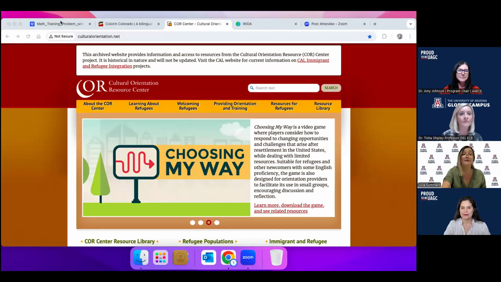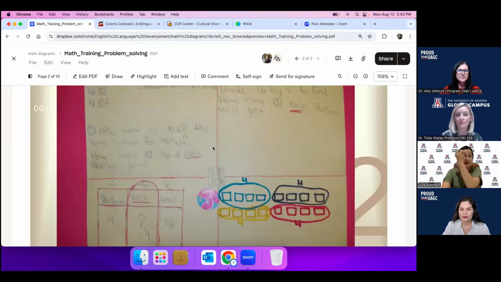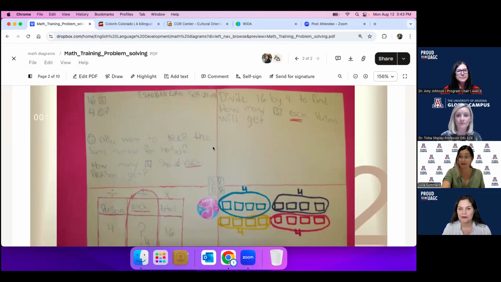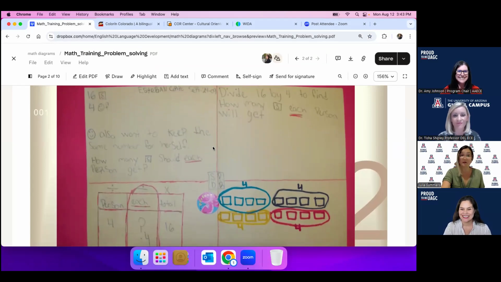So I'll share right now an example of how comprehensible input looked in my classroom. I'll share the screen. Okay, what you should be able to see right now is a graphic organizer. Is that what you're seeing right now? Something that looks like a graphic organizer.